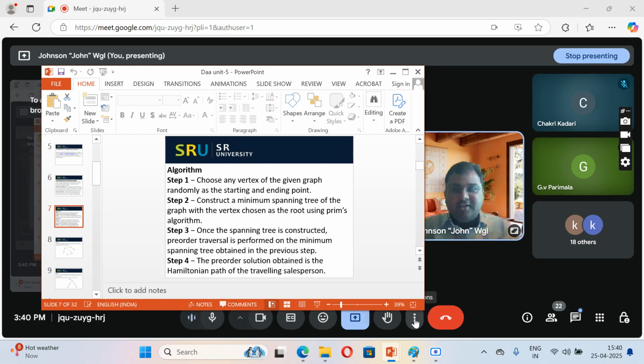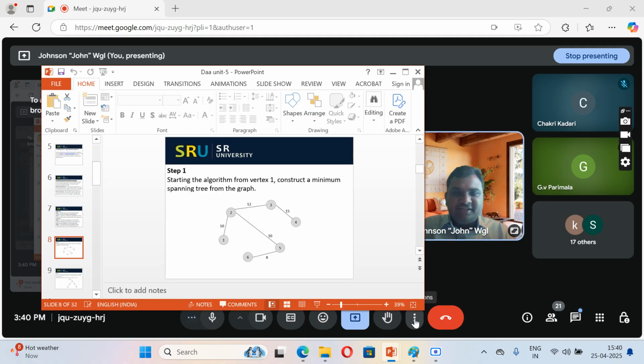Step one is to choose any vertex of the given graph as the starting and ending point, and construct the minimum spanning tree. Next, after constructing the minimum spanning tree, we traverse it in pre-order. Then find the Hamiltonian path, which means visiting all nodes, and we get the answer. Here is the graph: 1 is connected to 2 and 10, 2 is connected to 3 and 5, 5 is connected to 6 and 8, and 3 is connected to 4. This is a normal graph.